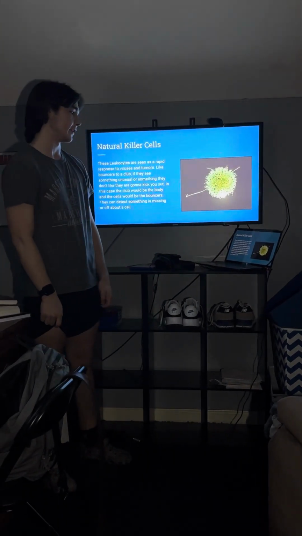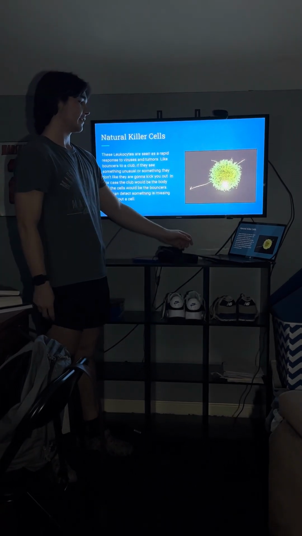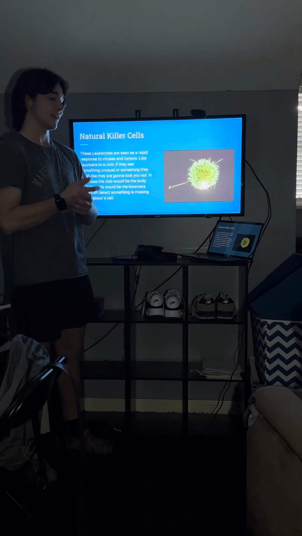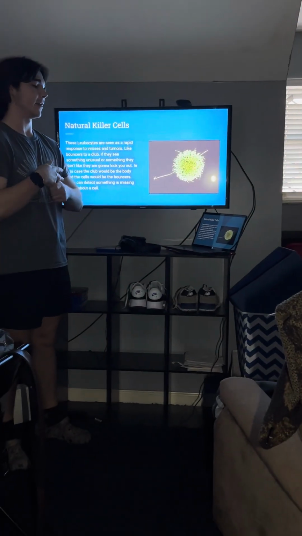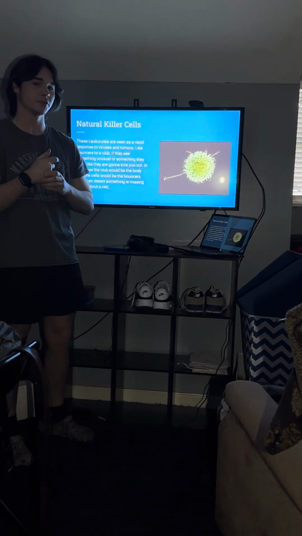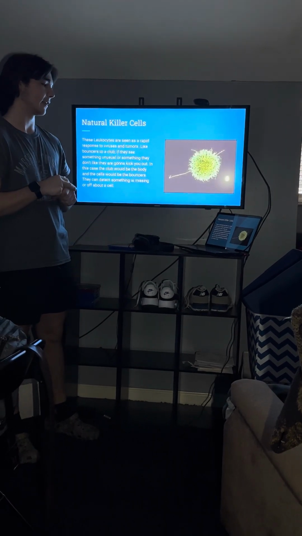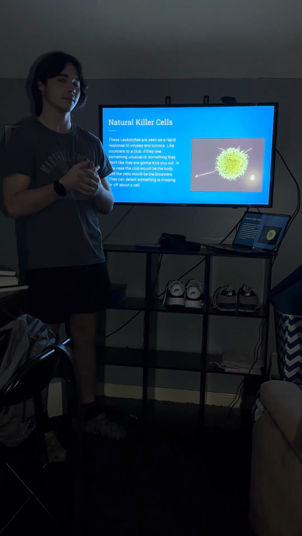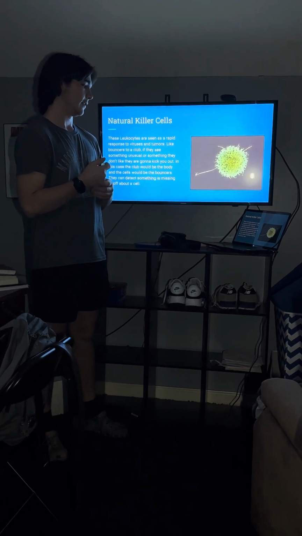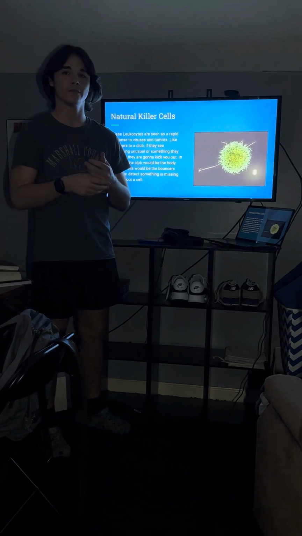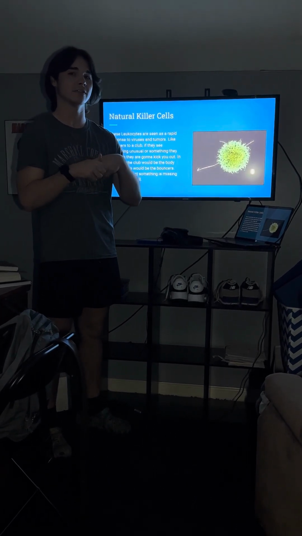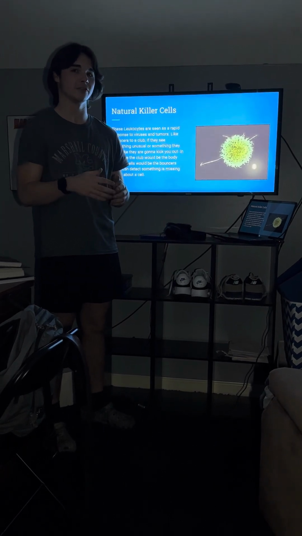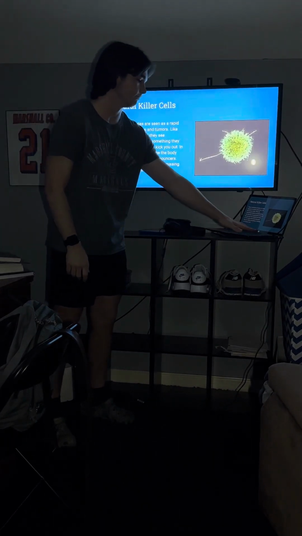Next, I have natural killer cells. These leukocytes are seen as a rapid response to viruses and tumors. For my example for this one, they're like bouncers to a club. If they see something unusual or something they don't like, they're going to kick you out. In this case, the club would be the body and the cells would be the bouncers. They detect something off. They don't really have any certain cell they attack. They just detect if a cell is off, and if it's off, they're going to destroy it.